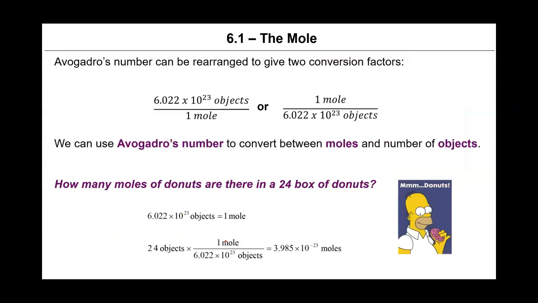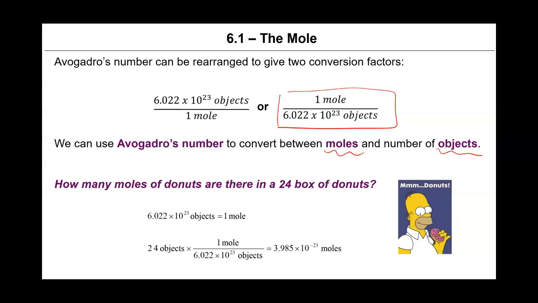Avogadro's number can be rearranged to give 2 conversion factors. We can say that there are 6.022 by 10 to the 23 objects in 1 mole, or alternatively we can say that in 1 mole there are 6.022 by 10 to the 23 objects. So Avogadro's number basically allows us to convert between moles and the number of objects.